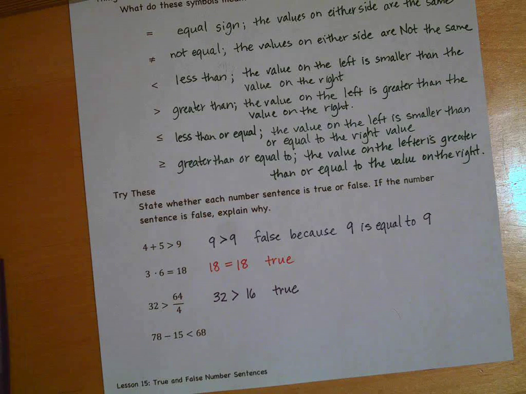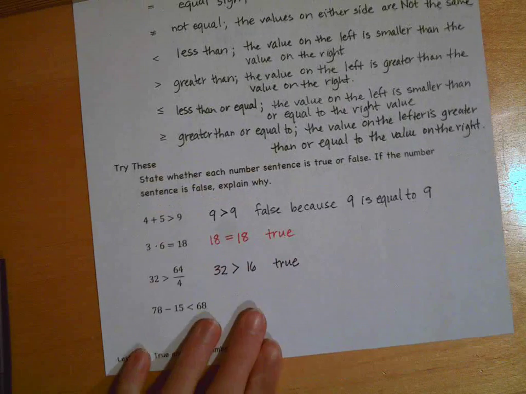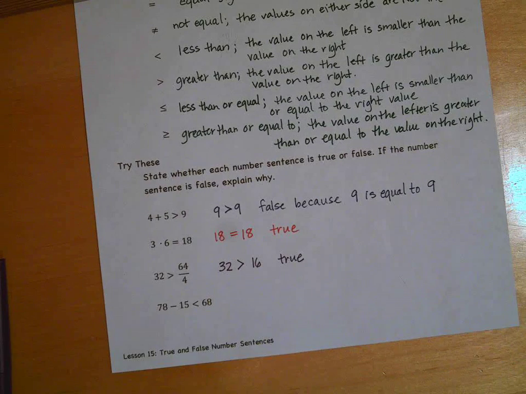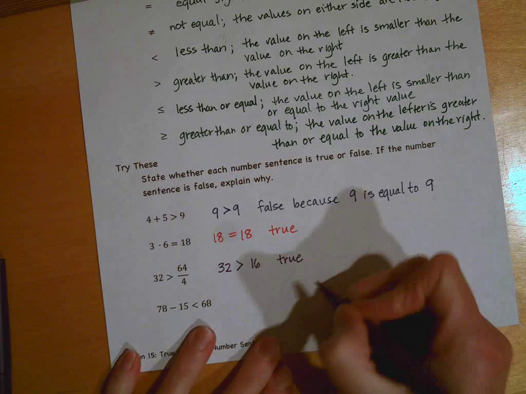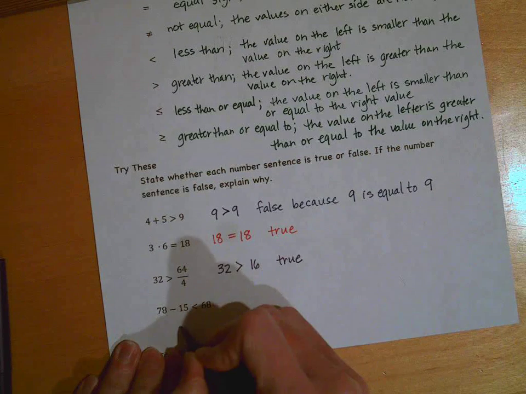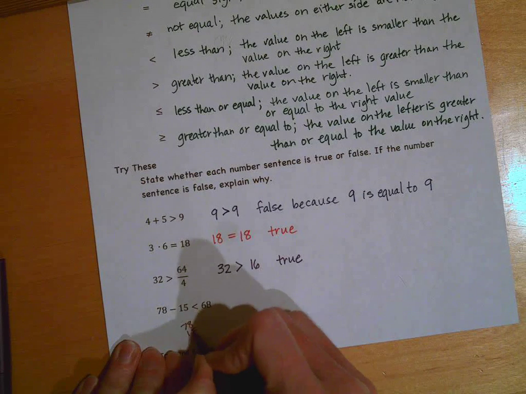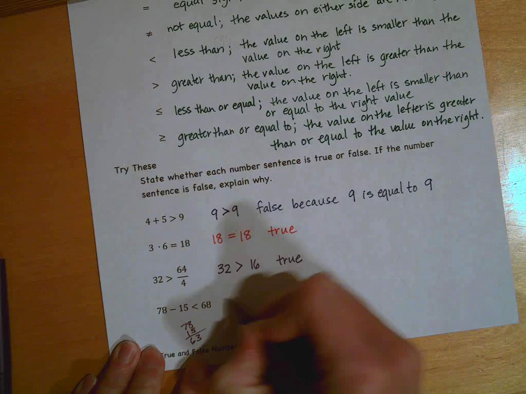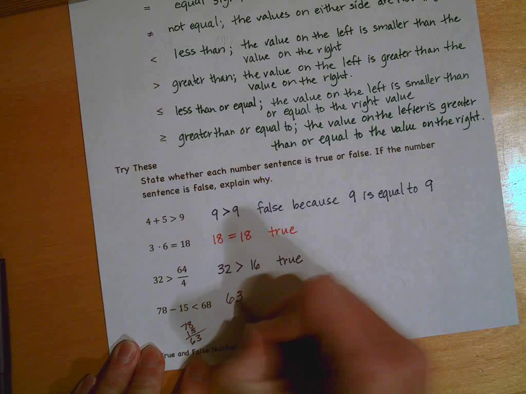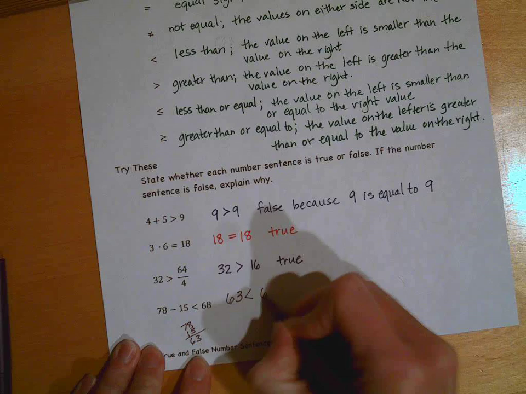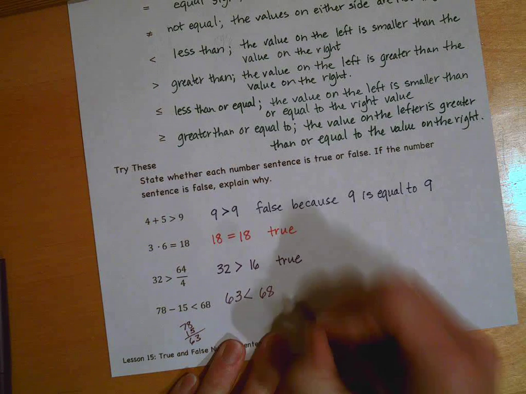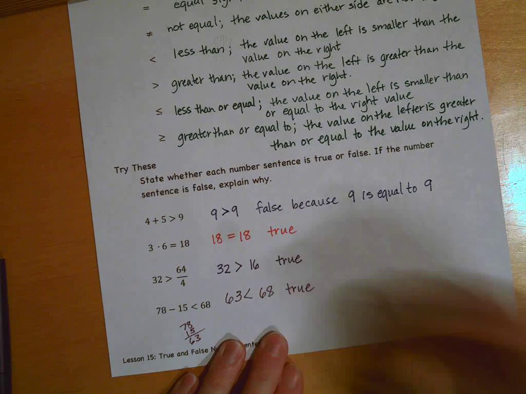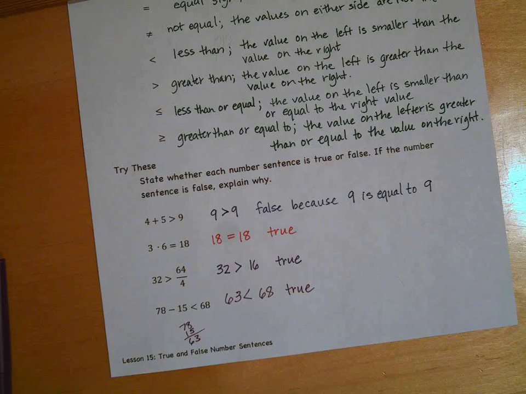All right, so now let's try the last one, and it says 78 minus 15 is less than 68. Figuring out what 78 minus 15 is, I'm going to show my work right here. 8 minus 5 is 3, 7 minus 1 is 6. So I get 63 is less than 68. And again, I would say that that one is true.